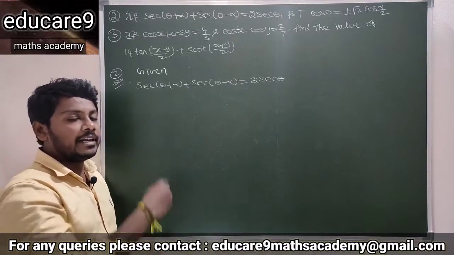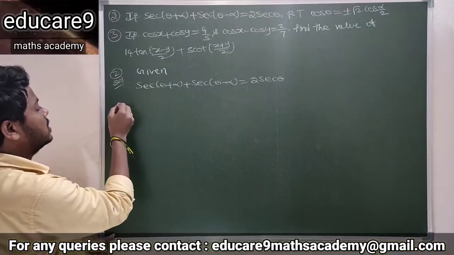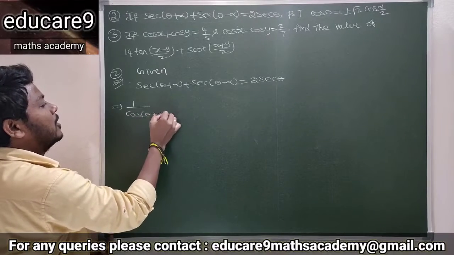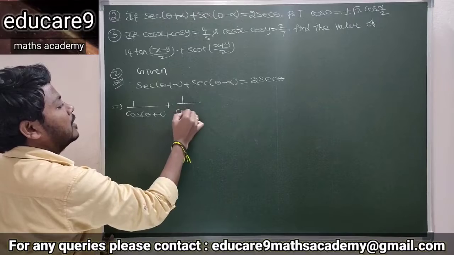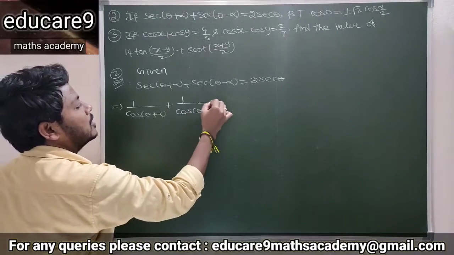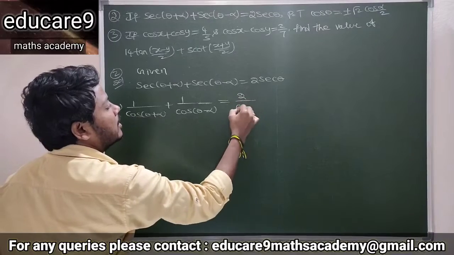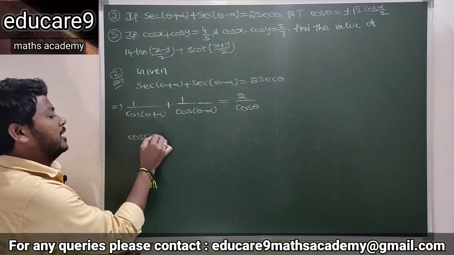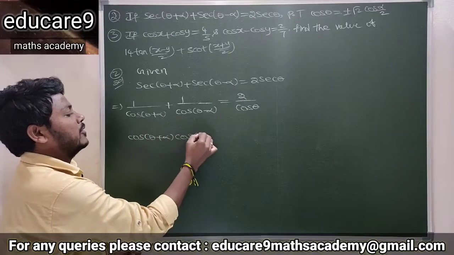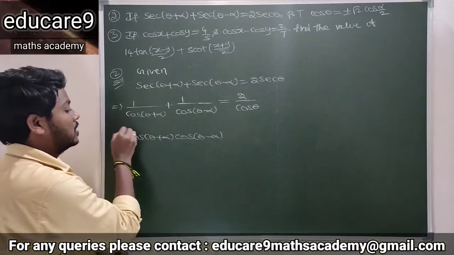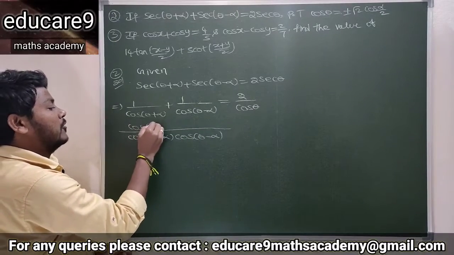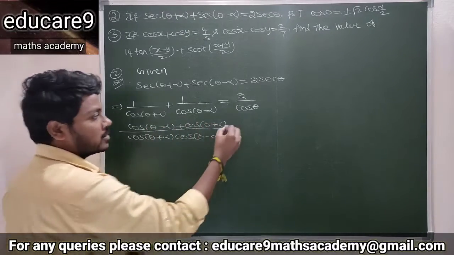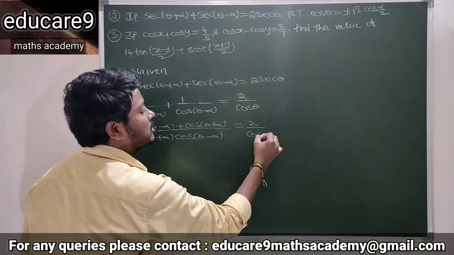Now secant theta can be written as 1 by cos theta. So this is 1 by cos of (theta plus alpha) plus 1 by cos of (theta minus alpha) equals 2 by cos theta. So clearly, what is the LCM here? Cos of (theta plus alpha) into cos of (theta minus alpha) is the LCM. So the numerator is cos of (theta minus alpha) plus cos of (theta plus alpha), and this equals 2 by cos theta.